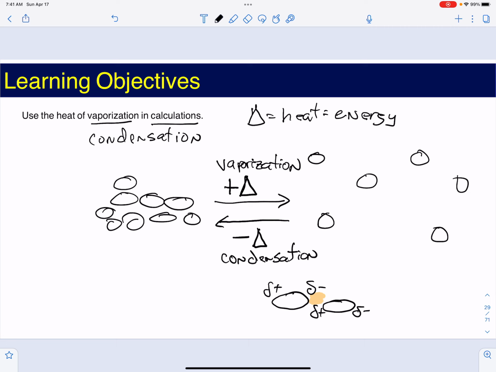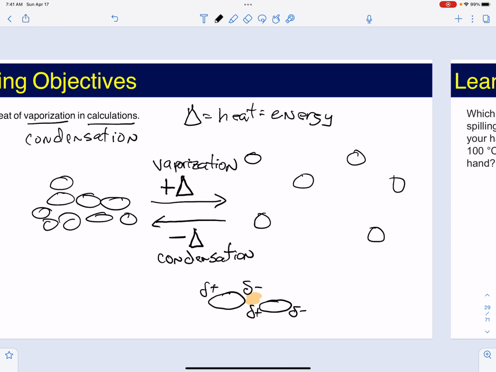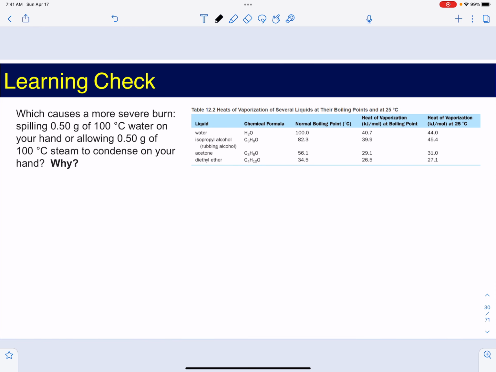So how can we apply math or do calculations in relation to mass and energy? Well, let's start with this problem. Which causes a more severe burn? Spilling 0.50 grams of water at the boiling point on your hand, or allowing 0.50 grams of steam to condense on your hand? And why? Well, let's visualize the situation.